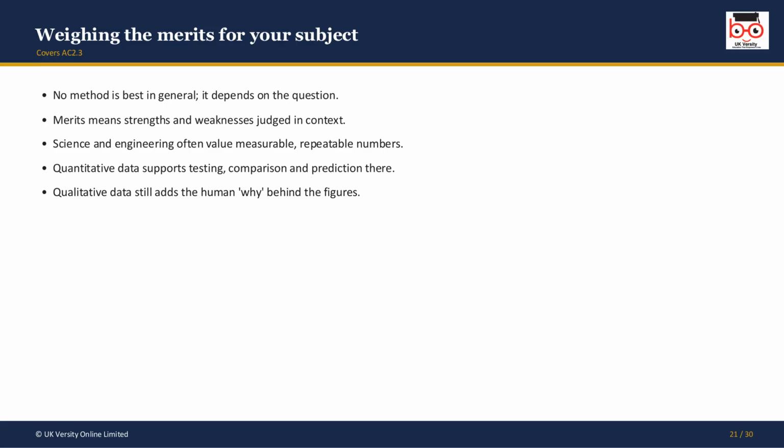Now to weighing up methods for your own subject. No method is simply best in the abstract. It always depends on the question. Merits here means judging strengths and weaknesses in context. Science and engineering often prize measurable, repeatable numbers, and quantitative data is what supports testing, comparison, and prediction. But qualitative data still earns its place by adding the human why behind those figures.